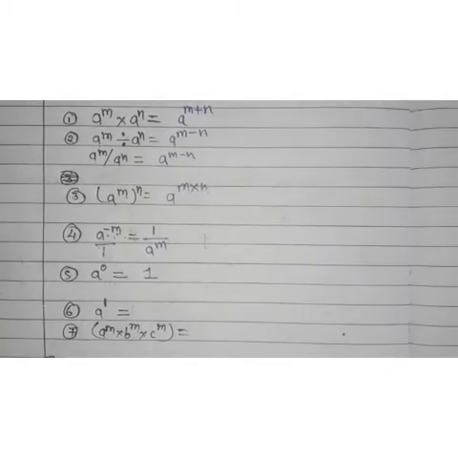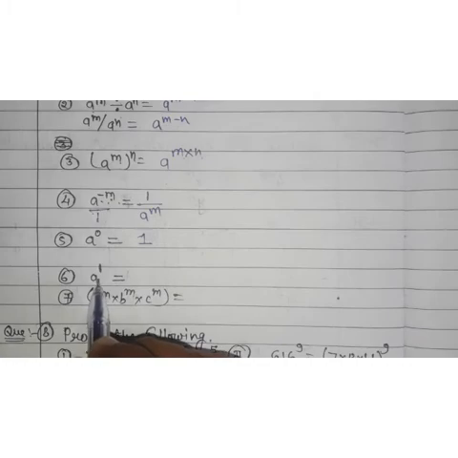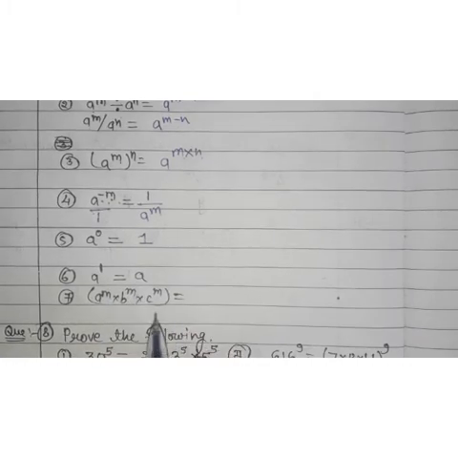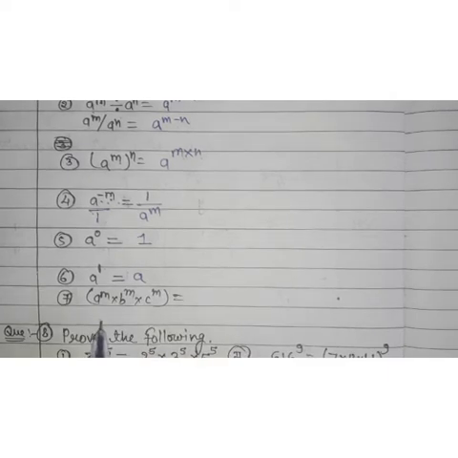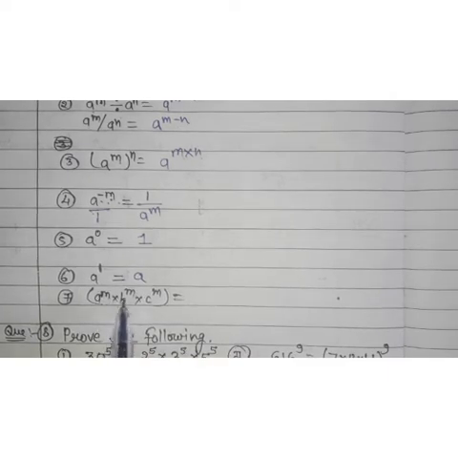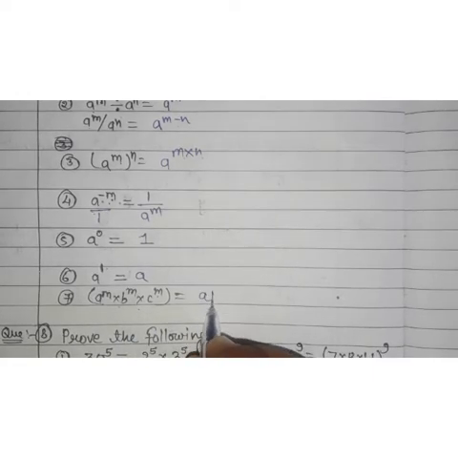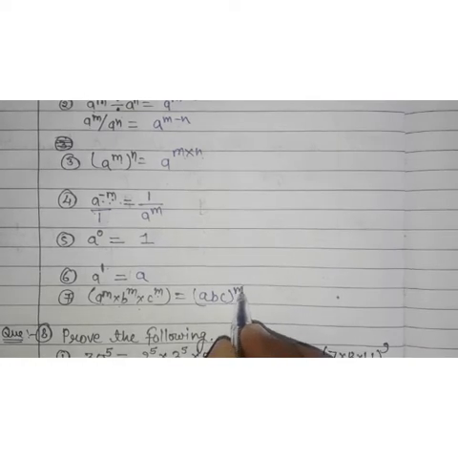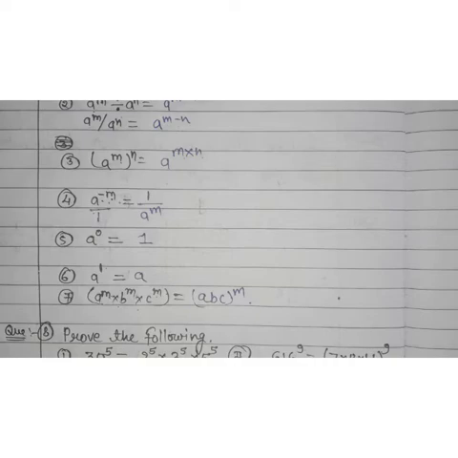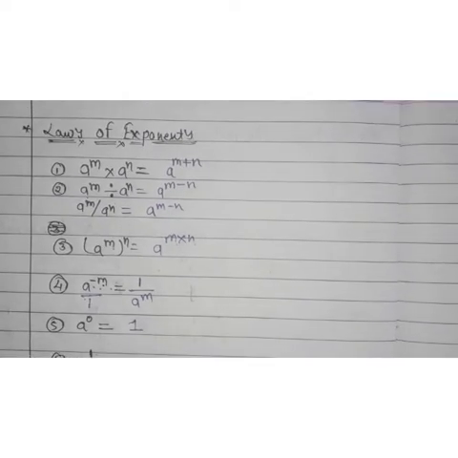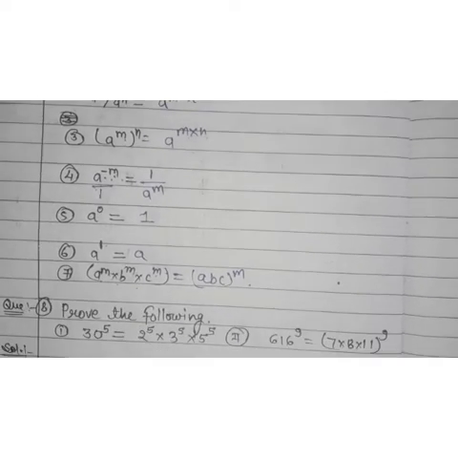And the sixth rule is, if any number's power is 1, it is the number itself, so a to the power 1 is a. Then the seventh rule: a to the power m into b to the power m into c to the power m is equal to a, b, c, whole to the power m, because all their powers are the same, so we can write this. These are all the laws of exponents. Understood all?